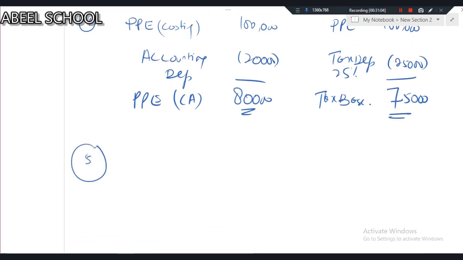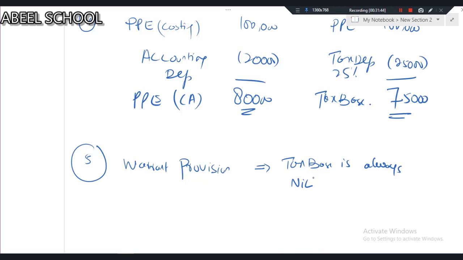Another could be liability. If I talk about warranty provision, the tax base is always nil. Why? Because tax authorities do not accept any provision. If they're not accepting any provision, obviously the tax base will be nil. So the warranty provision will have a tax base always nil because tax authorities do not accept provisions.